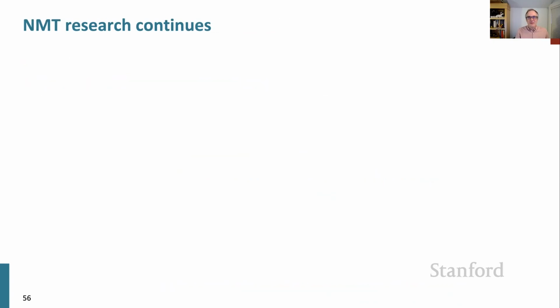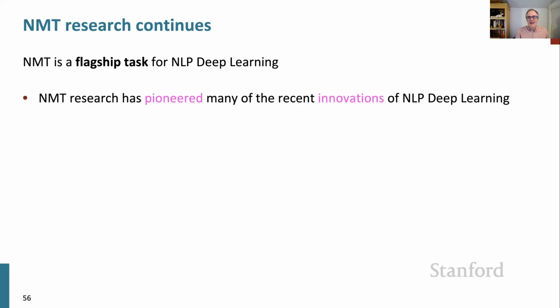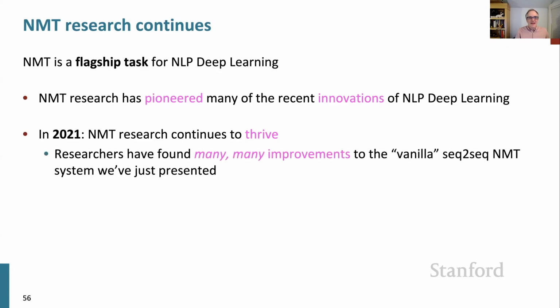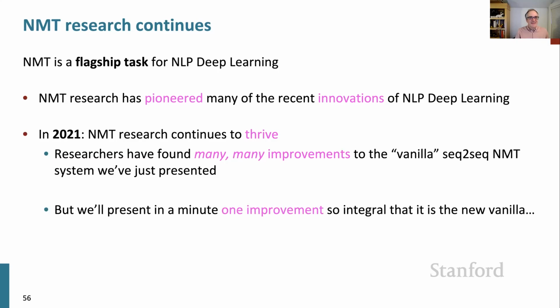But there are lots of ways to keep on doing research. NMT is certainly a flagship task for NLP and deep learning. It was a place where many of the innovations of deep learning NLP were pioneered, and people continue to work hard on it. People have found many, many improvements. And for the last bit of the class in a minute, I'm going to present one huge improvement, which is so important that it's really come to dominate the whole of the recent field of neural networks for NLP, and that's the idea of attention.